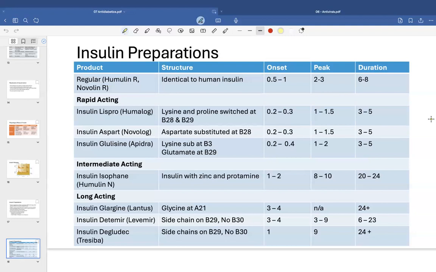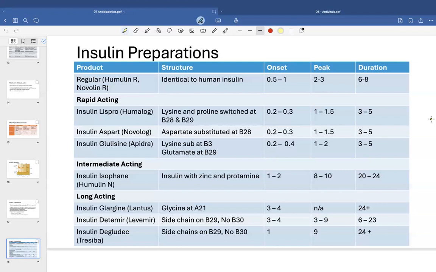And then we have longer acting insulins. These are all newer products, which are mostly amino acid substitutions. And these are generally suitable for once daily dosing. Right, so the first of these, and probably still the most popular, is Lantus, which is insulin glargine. That basically takes the glycine on the A chain, 21 position, makes that a substitution. Detemir puts a side chain on B29. Likewise, degludec puts a side chain on B29, and they both delete the B30 position.